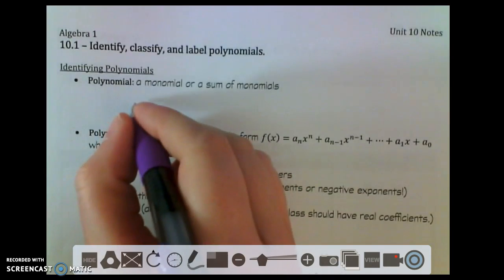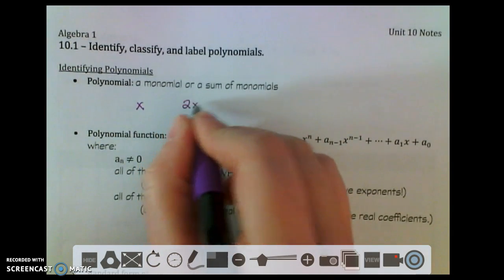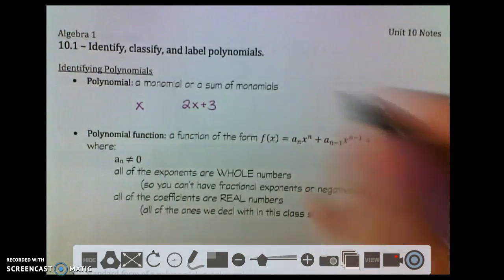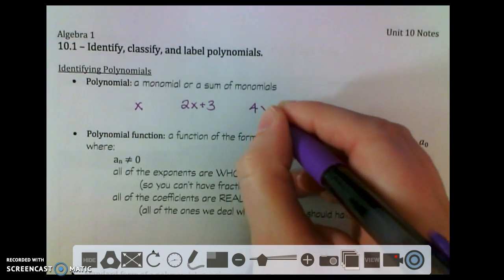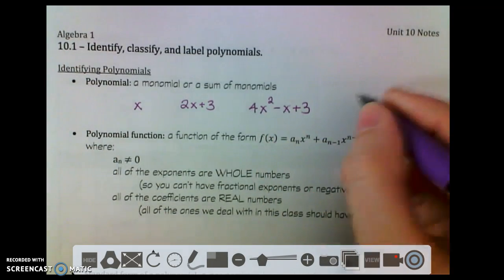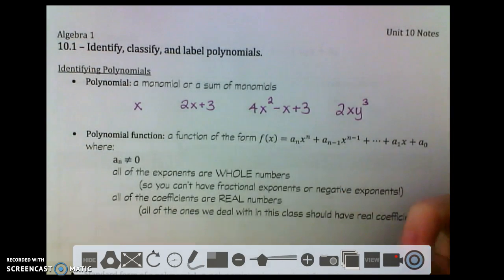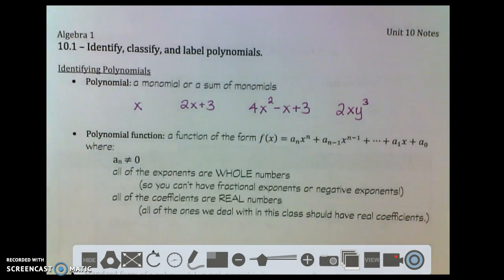So a polynomial might look like this. It might look like this. It might look like this. It might just be that. There are lots of different things that a polynomial can be. But when we talk about polynomial functions, we do have some very specific requirements.